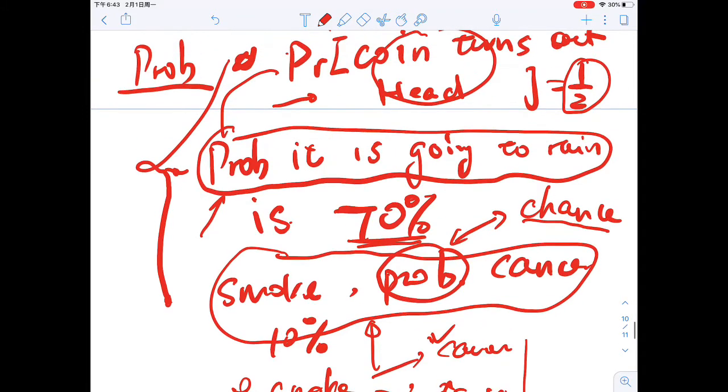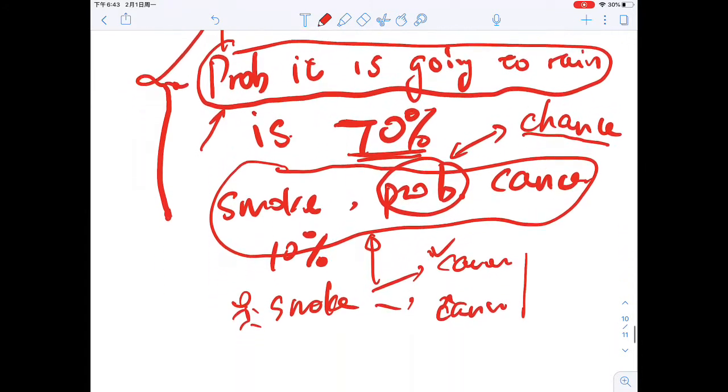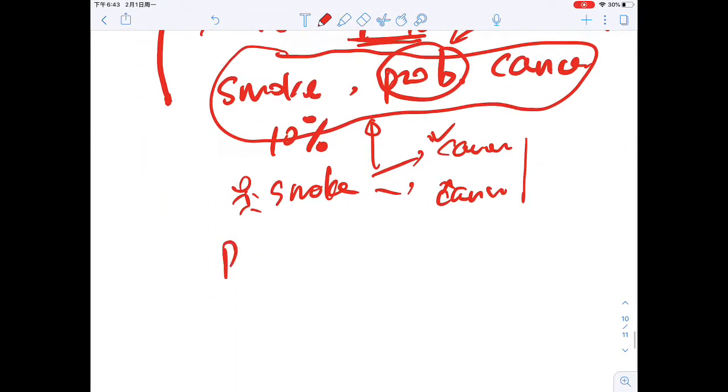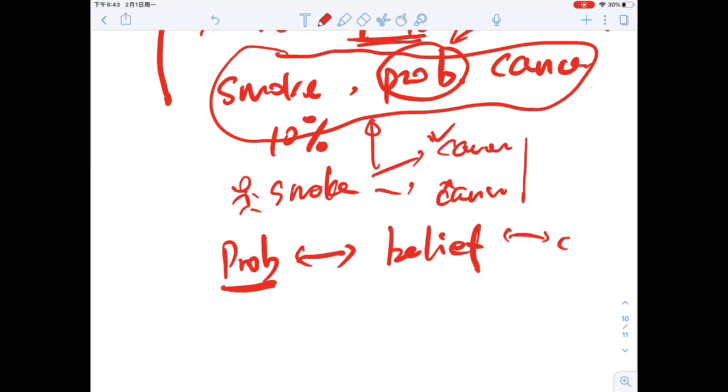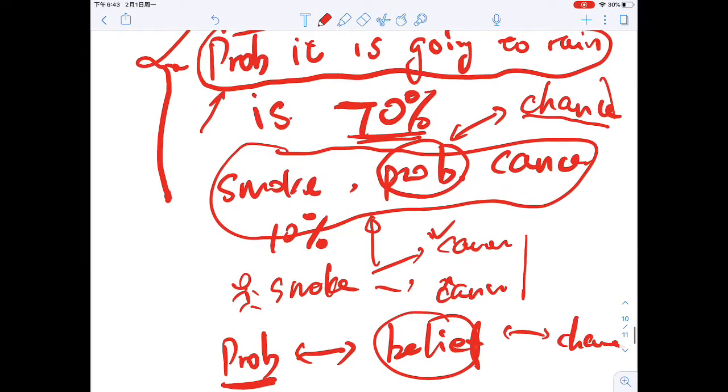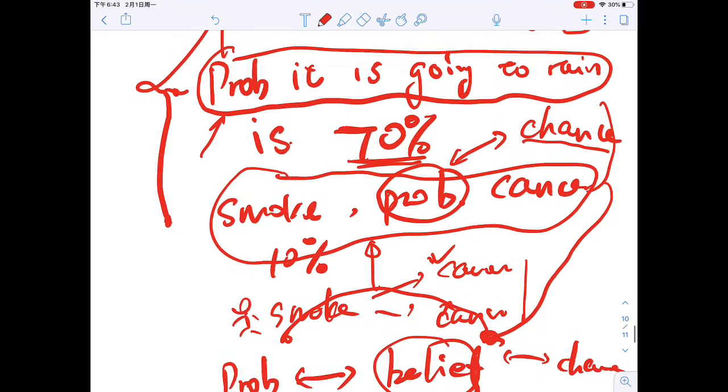Looking at all these statements, my major point is that a lot of the time when you were in undergraduate, people get confused or don't deliberately distinguish these three concepts: probability, belief, and chance. The second statement and the third statement are more about belief. They are not really about probability.